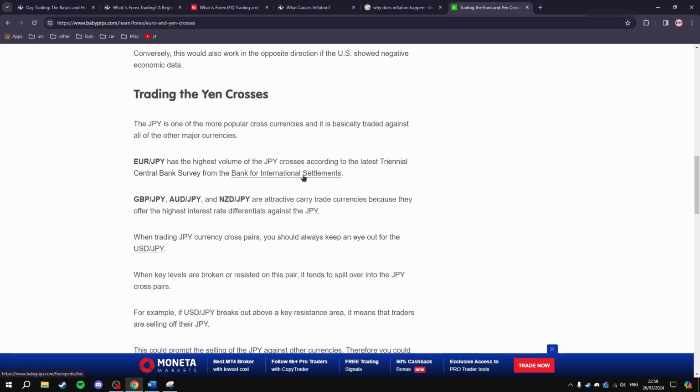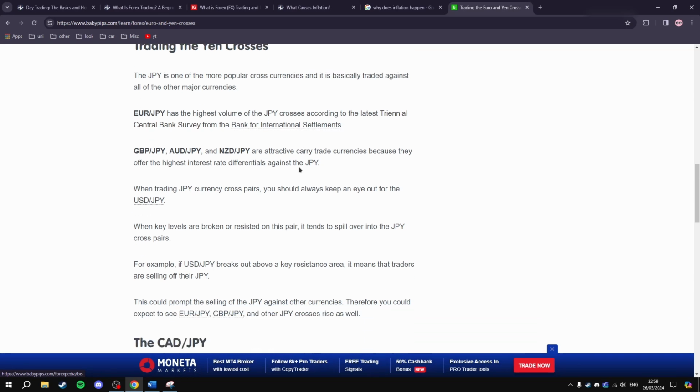Trading the yen crosses. The JPY is one of the more popular cross currencies, and it is basically traded against all the other major currencies. EUR/JPY has the highest volume of JPY crosses according to the latest triennial central bank survey from the Bank for International Settlements. GBP/JPY, AUD/JPY, and NZD/JPY are attractive carry trade currencies because they offer the highest interest rate differentials against the JPY.